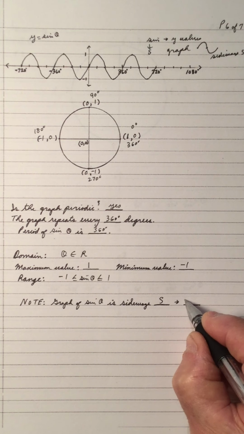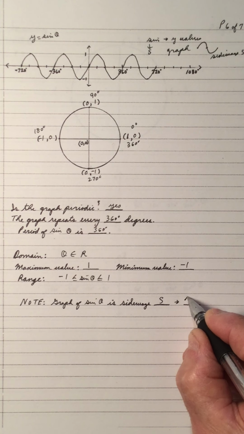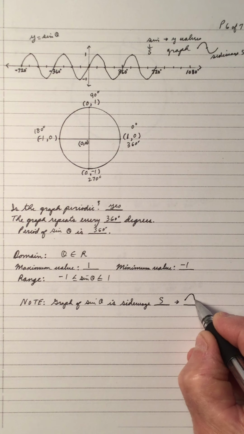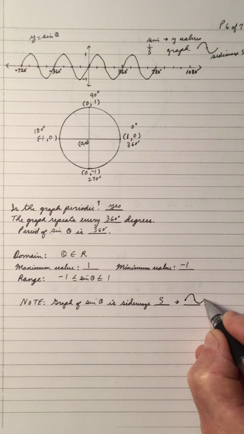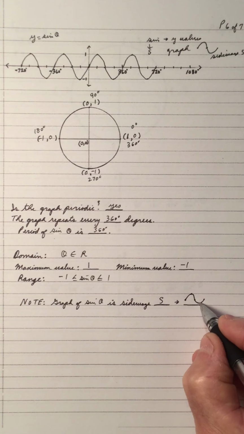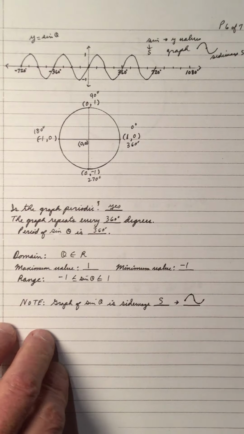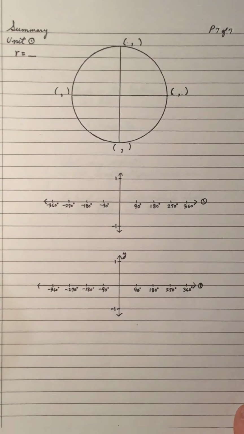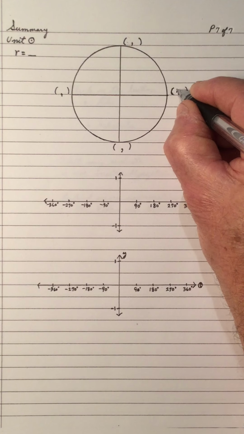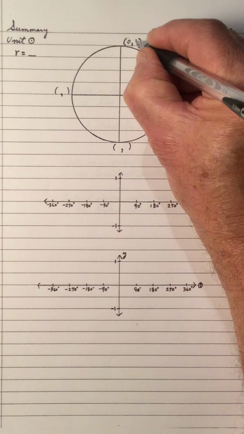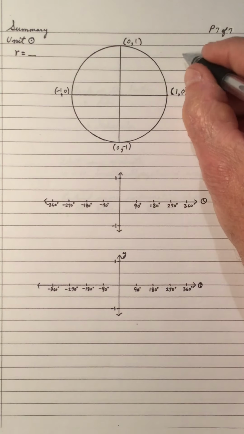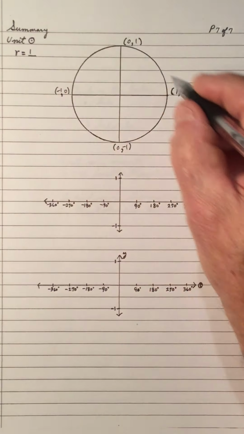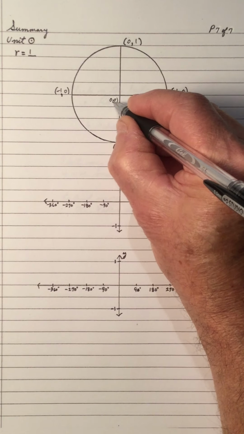So it starts at 0, goes up to 1, back to 0, down to negative 1, and back to 0. So it hits 0 three times. It hits 1 once, negative 1 once. And just to summarize again, 1, 0, 0, 1, negative 1, 0, 0, negative 1, and the radius of this circle is 1. And the center is 0, 0.